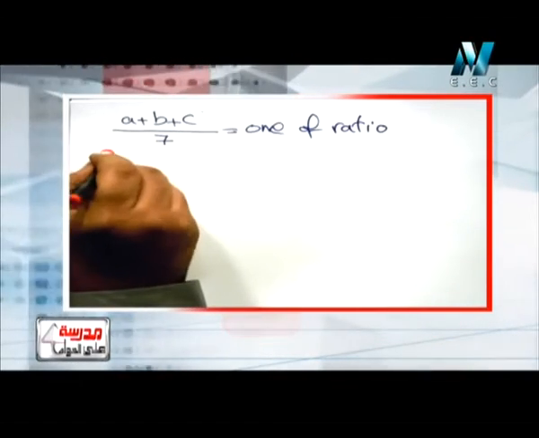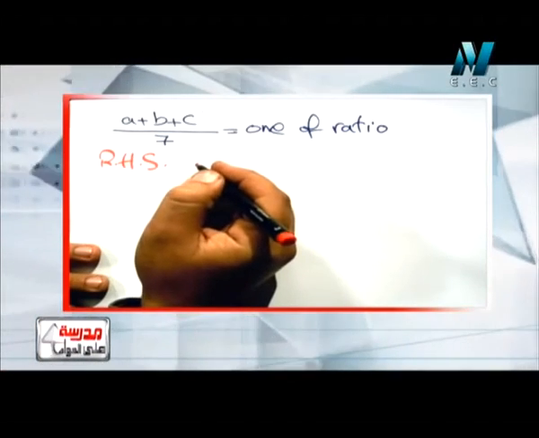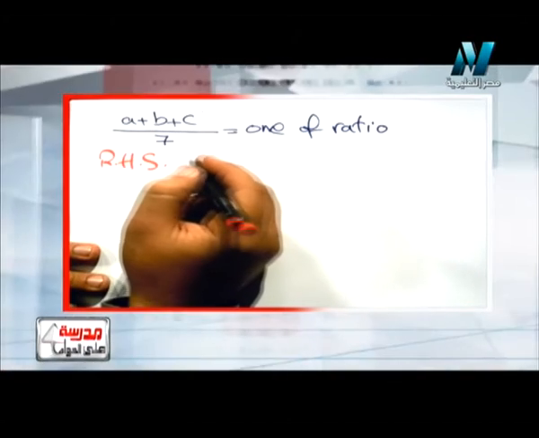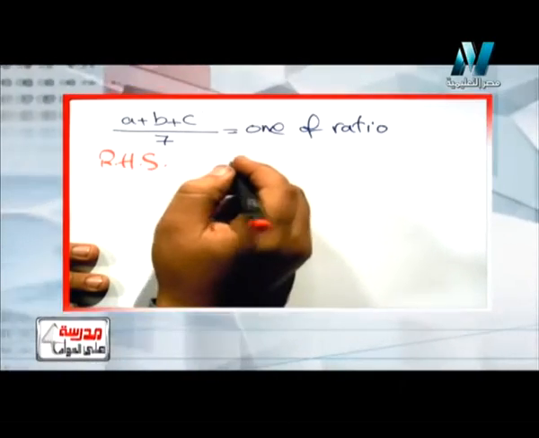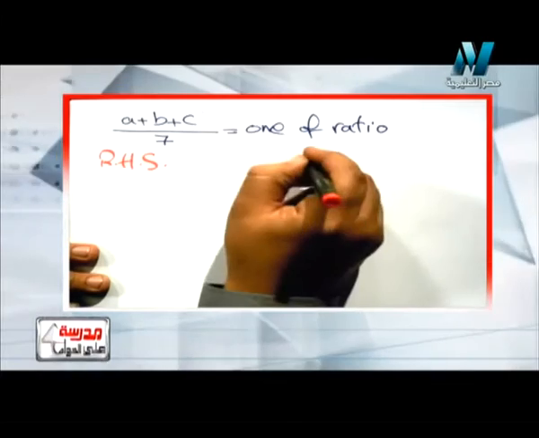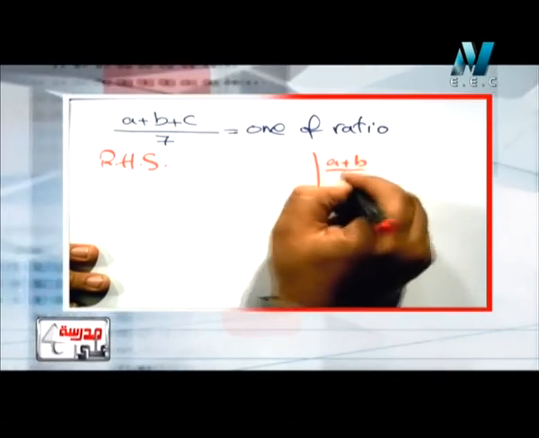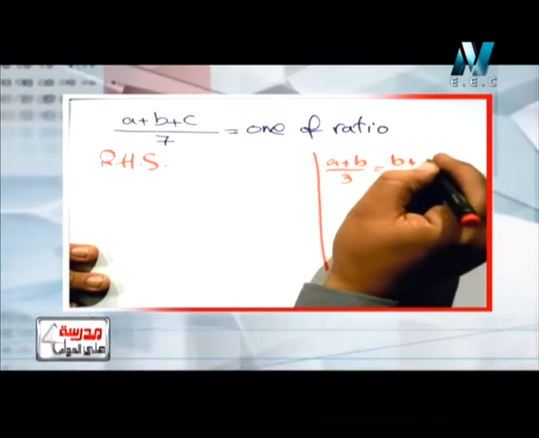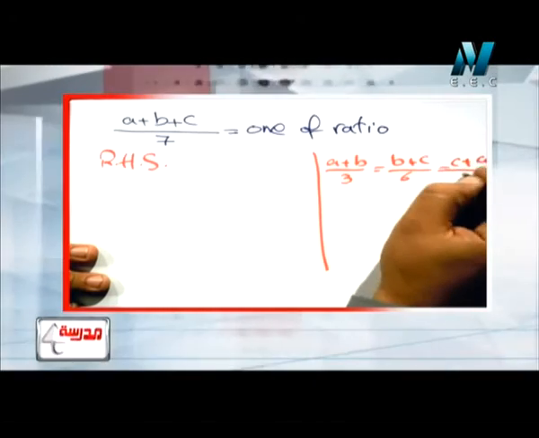The right-hand side is A over 1. And how can I get A over 1? Actually, I'm going to use the first 2 ratios. I'm going to subtract the antecedents and add the result to the consequent. I'm going to write the given here again. We have A plus B over 3 equals B plus C over 6 equals C plus A over 5.